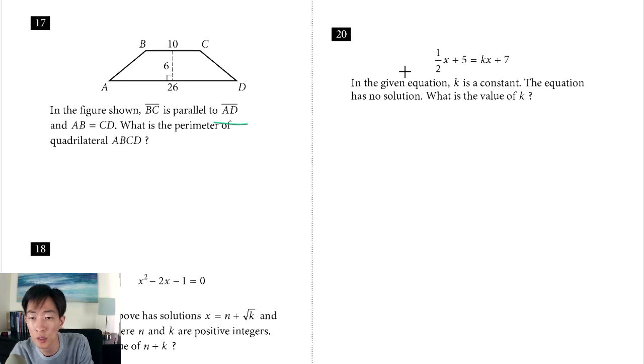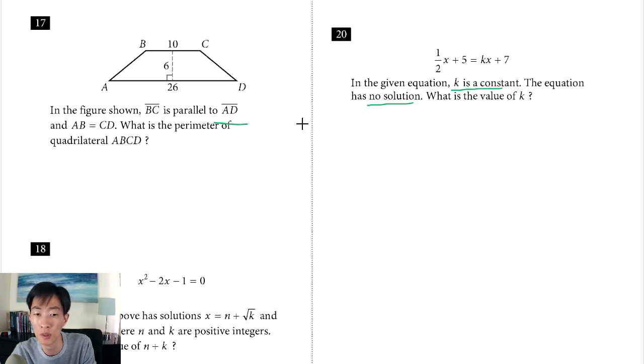Question 20, 1/2 x plus 5 equals kx plus 7. In the given equation, k is a constant. The equation has no solution. What is the value of k? So in any question where they're asking for no solution or infinite solutions, you want to be able to eliminate the variables, so that you're left with either a contradiction for no solution or a tautology for infinite solutions.